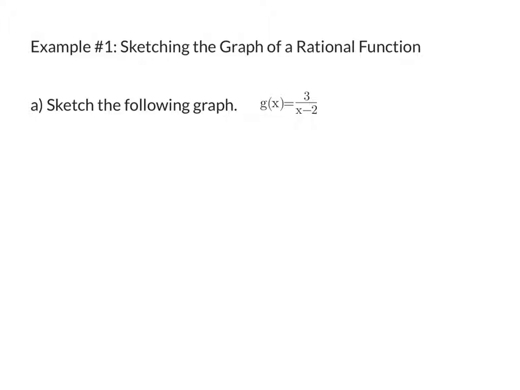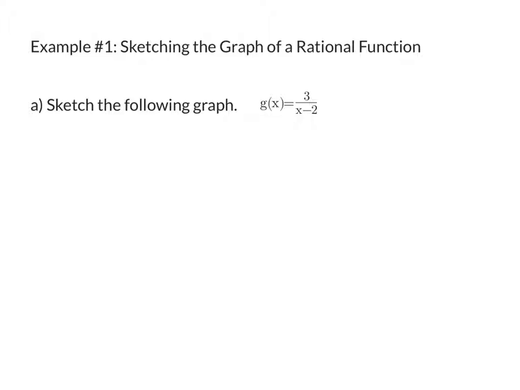For example 1, it says to sketch the graph of g of x equals 3 over x minus 2. It says to sketch because it's not truly complete, right? We can't really complete the graph fully. It would take forever, but we're just getting the key pieces on here.